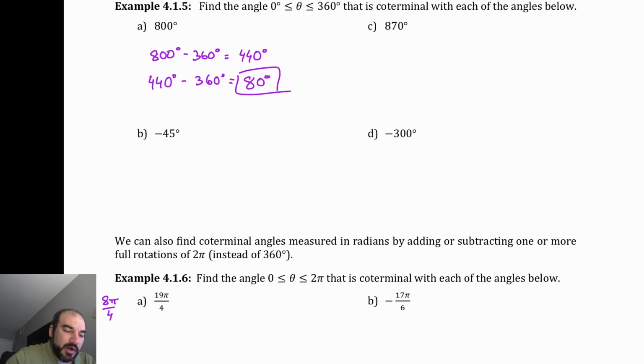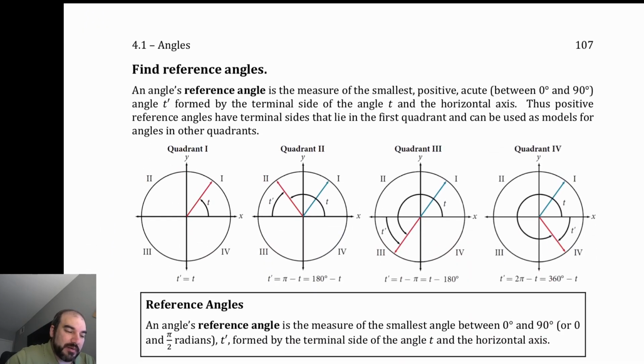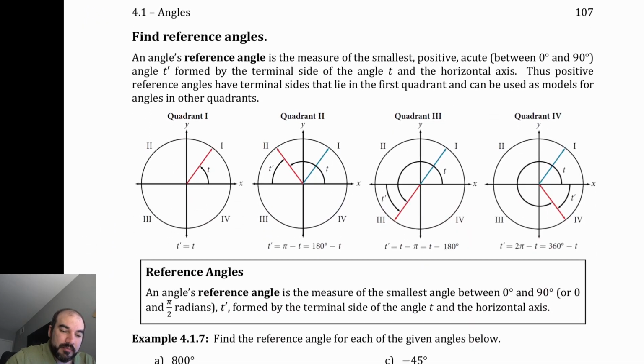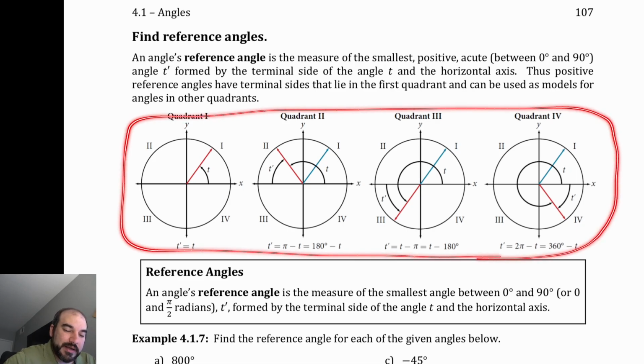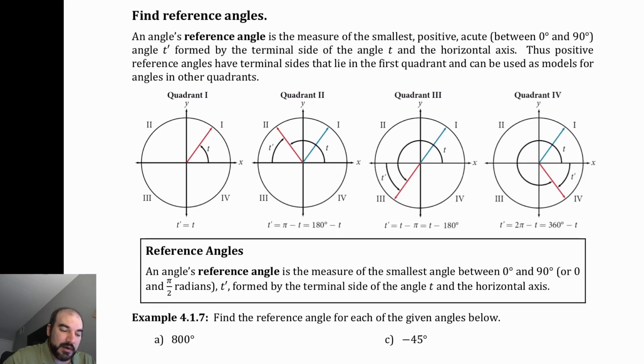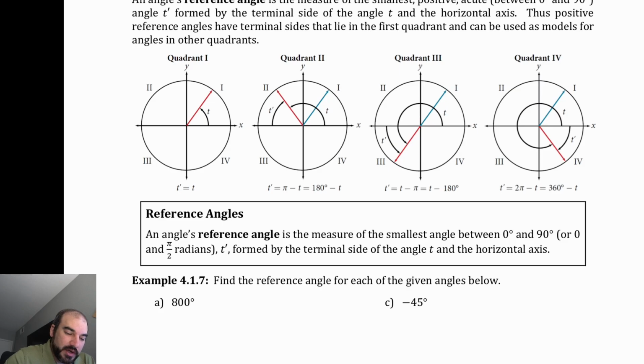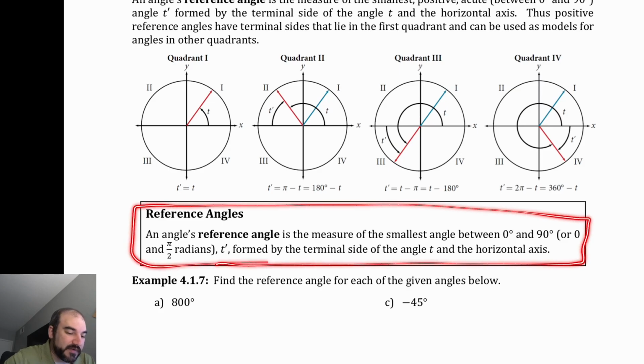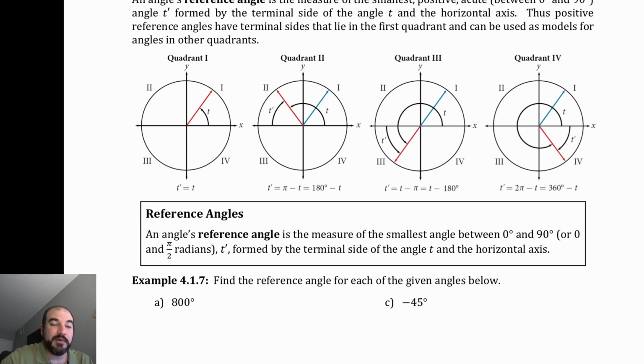Okay, so that's all about coterminal angles. Let's talk about reference angles, which is a little bit different. This is not necessarily an angle that's between 0 and 360. This is more specifically an angle between 0 and 90 that we can use as a reference angle for anything in the 4 quadrants. So there are 4 different pictures drawn here. I don't need you to necessarily memorize what happens in each quadrant. More so, it makes more sense to learn how to find a reference angle, and then it'll make sense when you go to any one of the 4 quadrants.